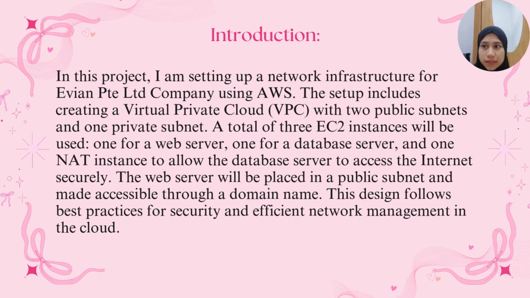Okay, for the introduction, in this project, I am setting up a network infrastructure for Avian PTE Ltd company using AWS. The setup includes creating a virtual private cloud (VPC) with 2 public subnets and 1 private subnet. A total of 3 EC2 instances will be used: 1 for a web server, 1 for a database server and 1 NAT instance to allow the database server to access the internet securely. The web server will be placed in a public subnet and made accessible through a domain name. This design follows best practice for security and efficient network management in the cloud.